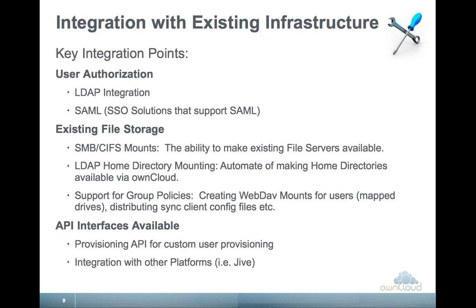And then, for things like supporting group policies, so group policies through Windows or some other software or configuration distribution, we can automate the process of creating WebDAV mounts for mapped drives and distributing sync client configuration. So if you want to standardize a folder on the desktop with a folder sitting on ownCloud for every single user, so that at a minimum that's what they get, we can, through a group policy, push out those types of configuration files once the software is installed on the desktop. So all of that stuff fits nicely into that existing infrastructure.